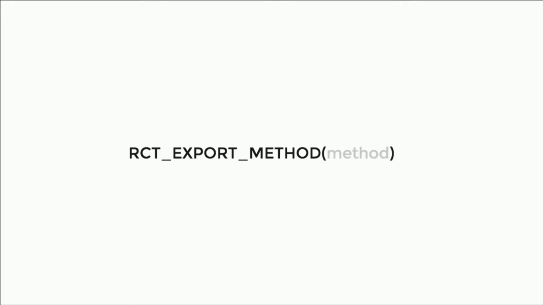And the second macro, RCT export method. This time it takes only one argument, but it's mandatory to specify it. It's the method that you want to export. Of course, sometimes you don't want to export all the methods from the model. You want to pick some that you really want to use from JavaScript and export only them. So basically, we're trying to pick exactly the pieces of code that we want to export and export only them and nothing else.